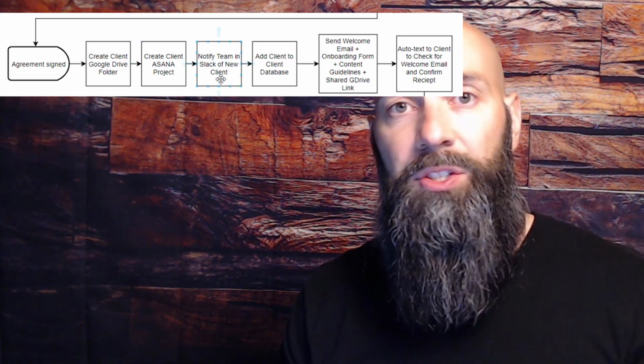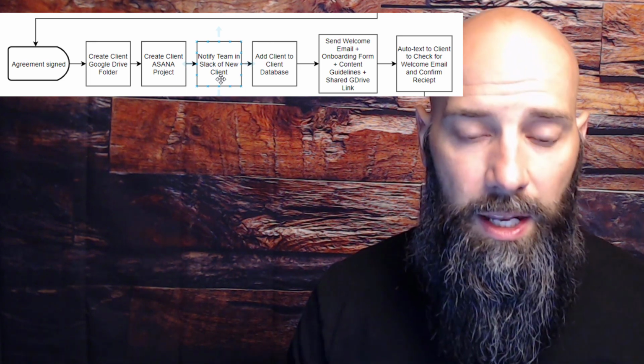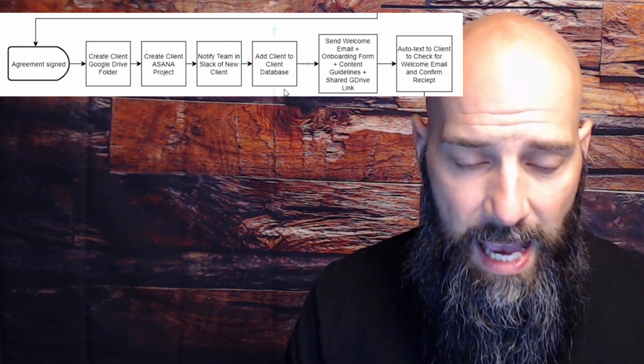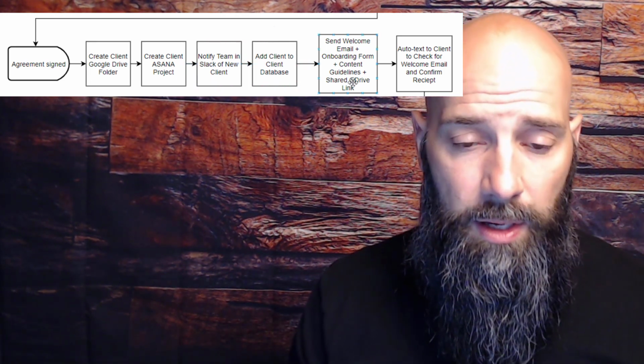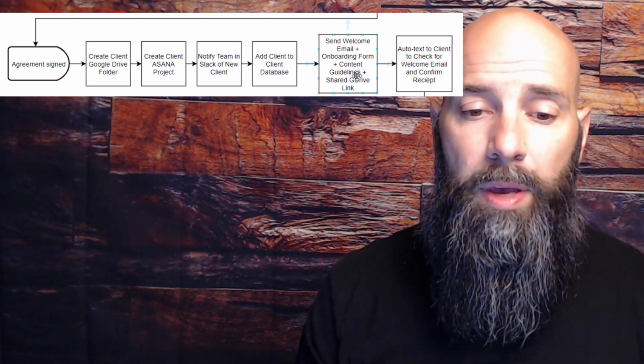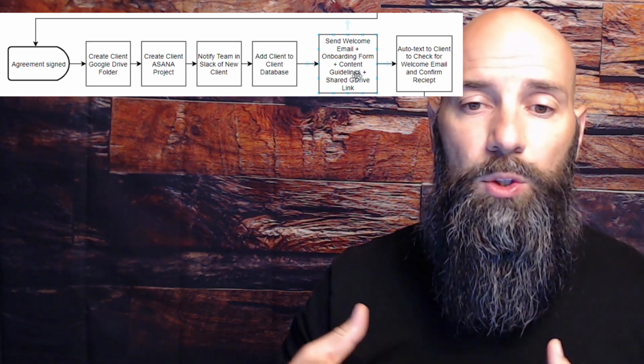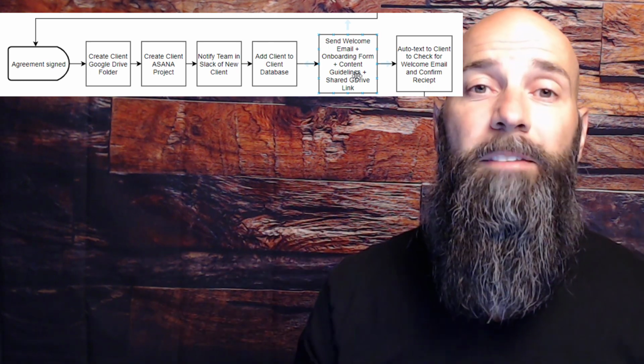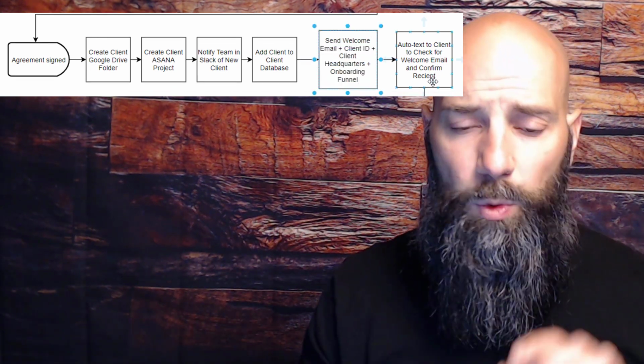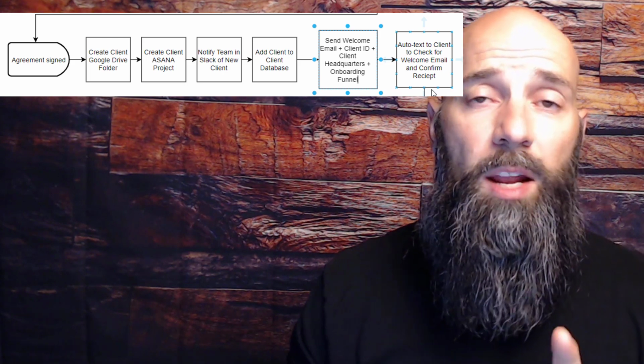We send a Slack message to our team saying, hey, we just got a new client. Congratulations. We add the client to our client database, and then we send a welcome email with a link to our onboarding funnel. And then after we send the welcome email, we follow that up with a text message just so they can confirm that they actually received that welcome email. Sometimes it ends up in spam. We want to make sure that they don't miss that email because it's very important in order to kick off the onboarding process.